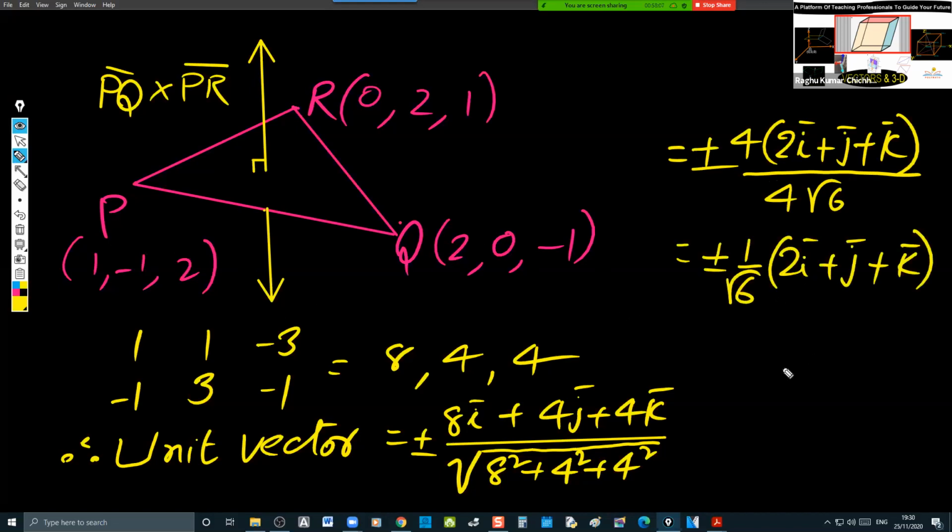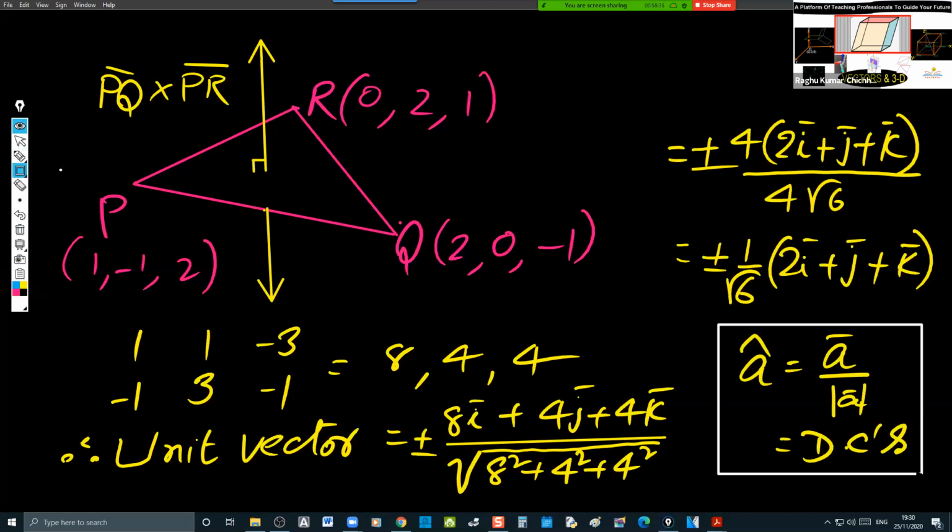So how to get the unit vector? A cap is nothing but A bar by mod A bar, always. In three-dimensional geometry, we call these DCs. In the vector form, it is A bar by mod A bar, A cap. In the 3D form, they are nothing but DCs. Unit vector is DCs. Clear?